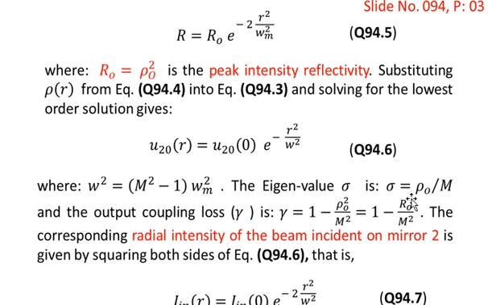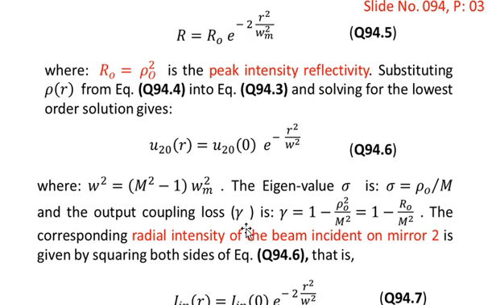The eigenvalue sigma is equal to rho naught over capital M. You see that this sigma is contained in the constant u2 0 of 0, but we have not given the full description of this constant. So this sigma is contained over here, and here I am going to give you the description that sigma is equal to rho naught over capital M, and this is the eigenvalue of the system.